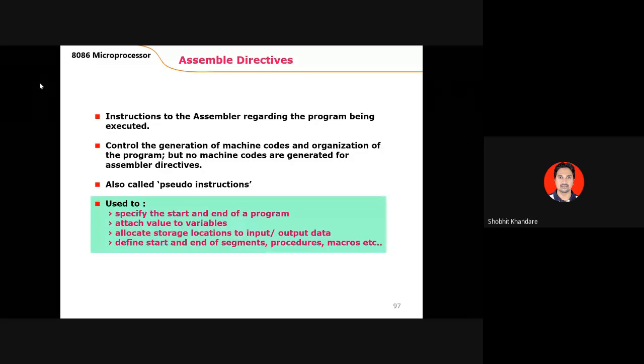You write a program. I want everyone to imagine this. Have the visualization of this in front of your eyes. You write start, you write end. Is it consuming anything, does it have any opcode for start and end? No. But it tells that within the start and end you have written some instructions. Next, attach values to the variables like DB, DW. So it is attaching the values to the variables.